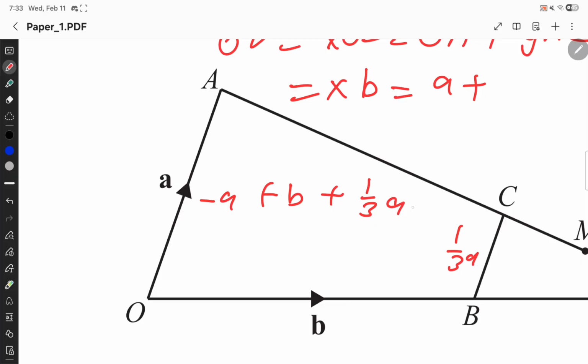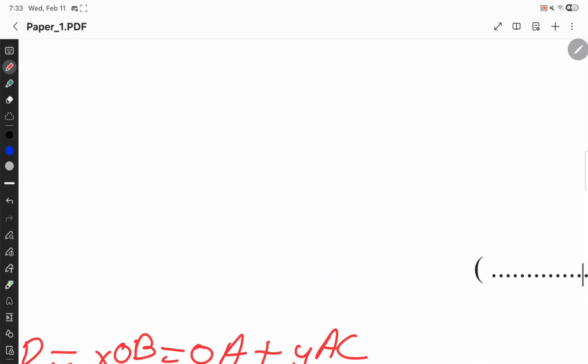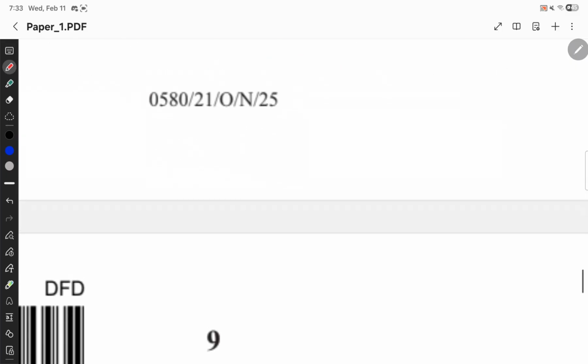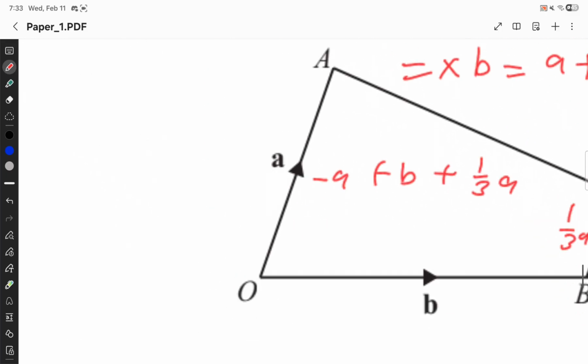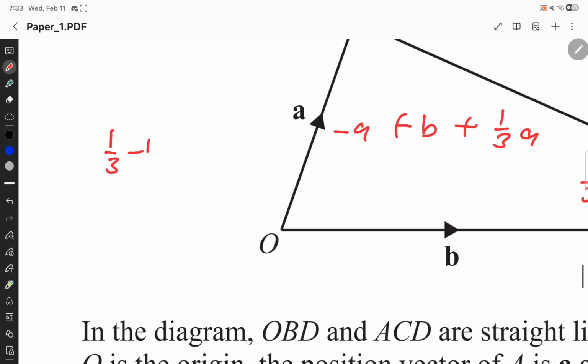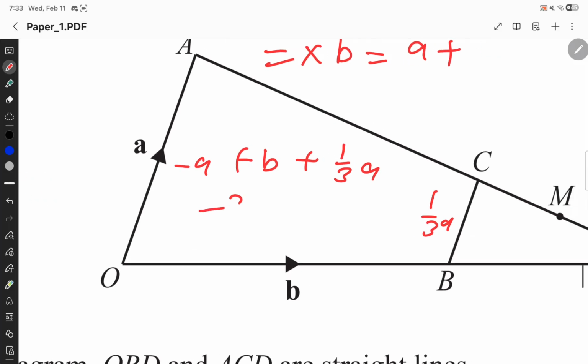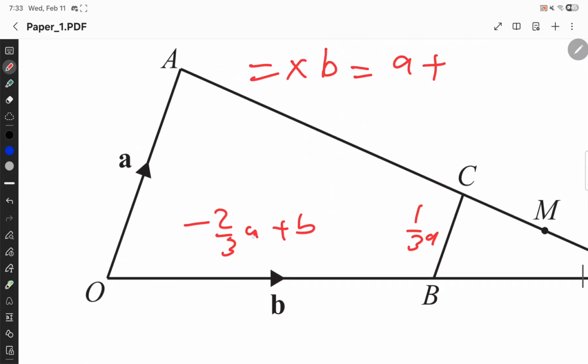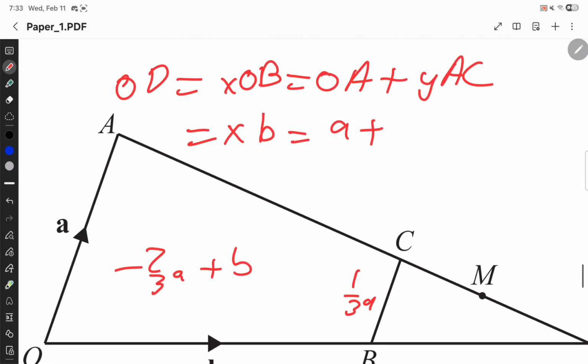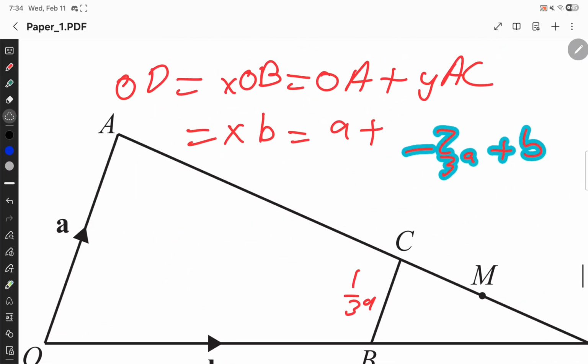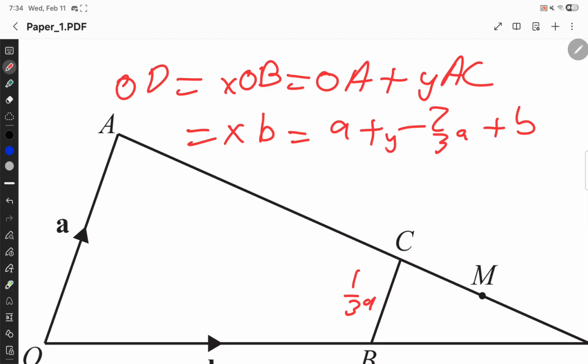This is paper 2. Oh my god. This is negative 2 over 3 a plus b. Nice. So we use this. Next, negative 2 over 3 a plus b, and it is this times y.